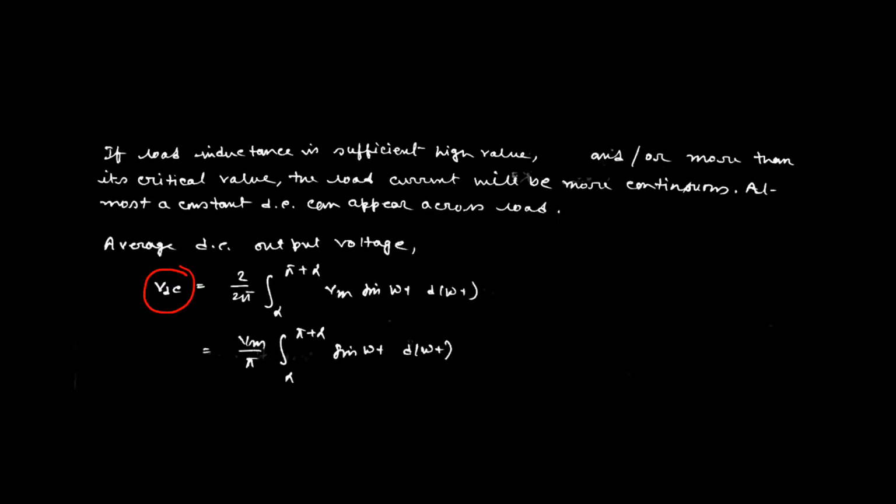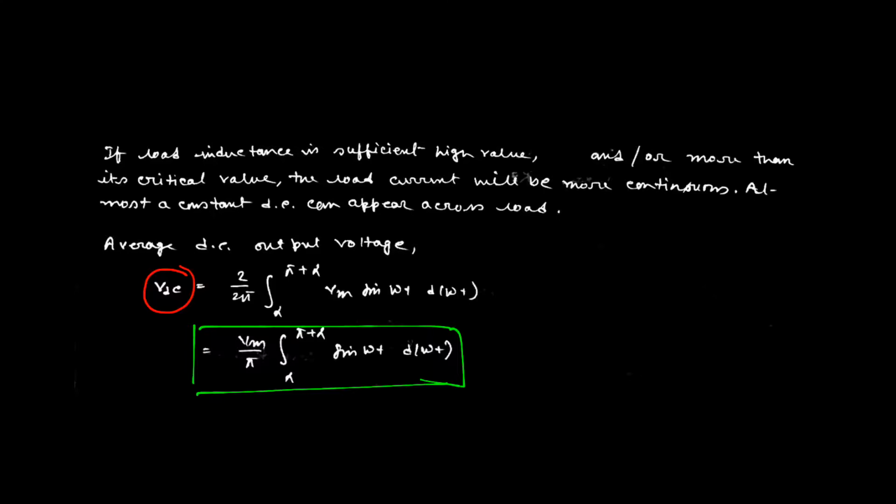In this way, we can write the expression that is 2 by 2 pi integration of alpha to pi plus alpha Vm sin omega t d omega t. And after simplification, we will get the result of the average output voltage of the load that should be equal to Vm by pi integration of alpha to pi plus alpha sine omega t d omega t.